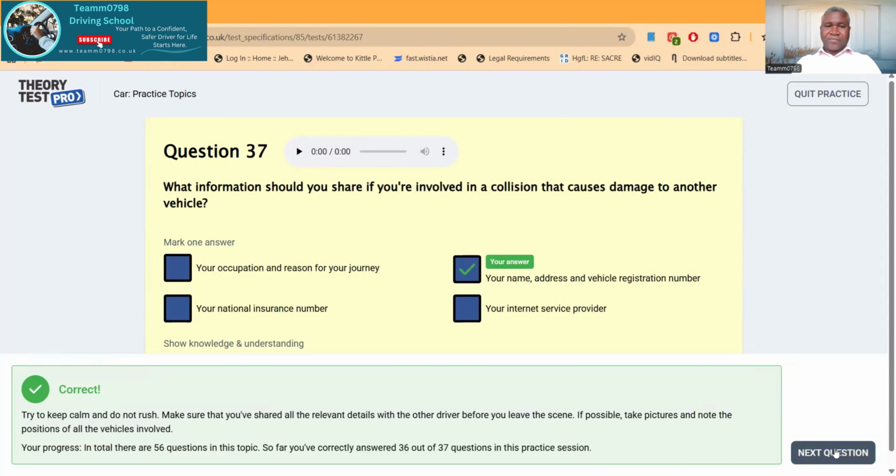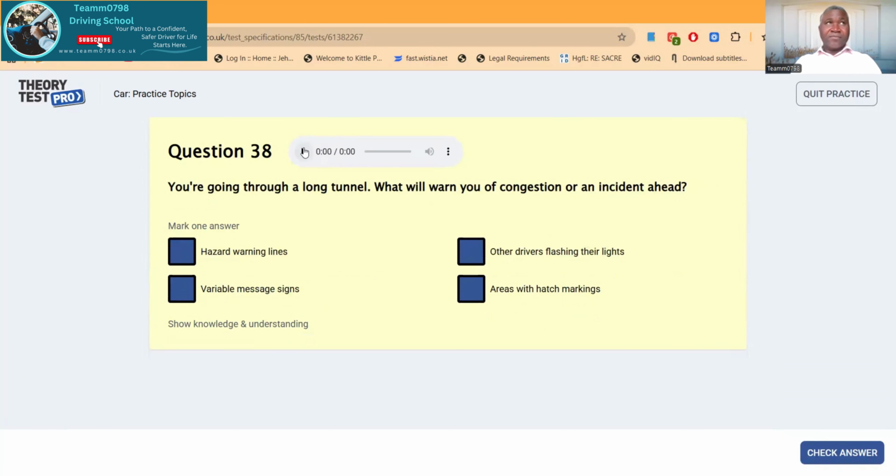You're going through a long tunnel. What will warn you of congestion or an incident ahead? Hazard warning lights. Other drivers flashing their lights. Variable message signs. Areas with hatch markings.